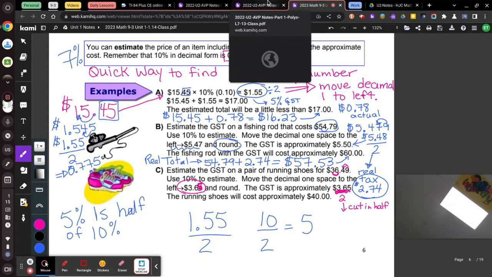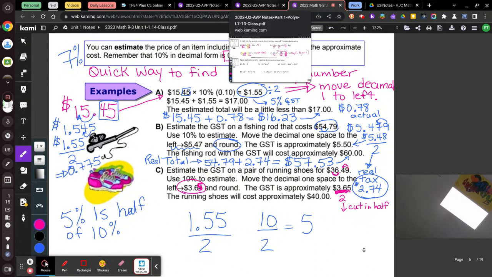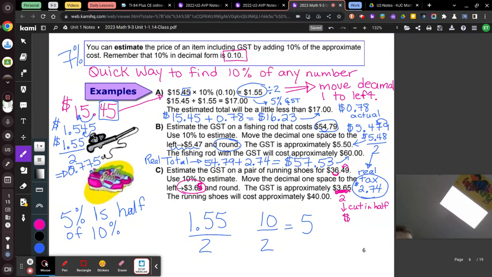Okay, so we've cut that in half. 365 divided by 2, we're going to have $1.83. $1.83 is our GST. So now I want my real total. My actual total in real life is going to be the cost of the item, $36.49, plus our GST tax, $1.83. And that's going to give us our grand total.